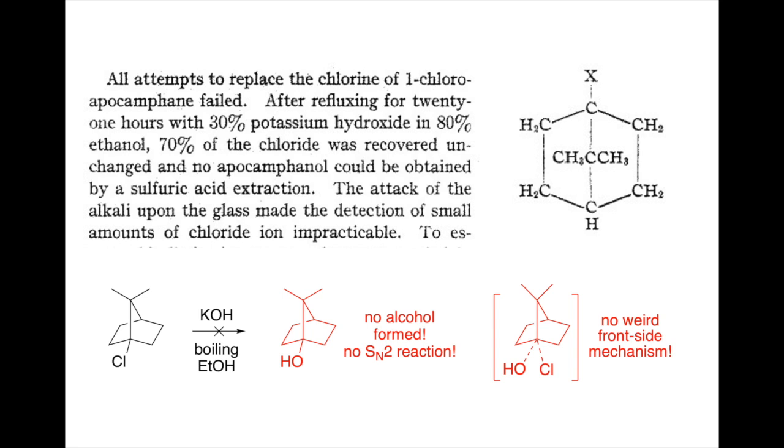They know what the alcohol looks like. They don't see it anywhere. And actually, the reactions were so harsh, they started eating the glass. So the glass got eaten up, but this material didn't. What that tells us is that no alcohol means no SN2 by some crazy front side mechanism.